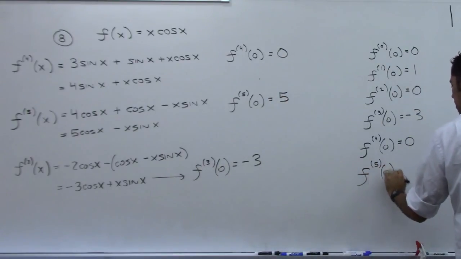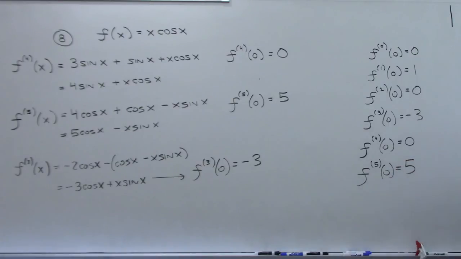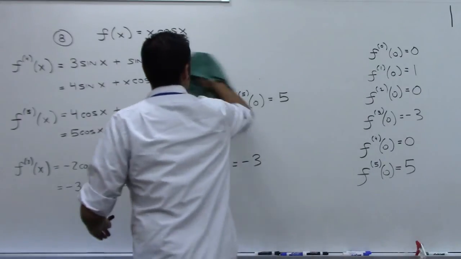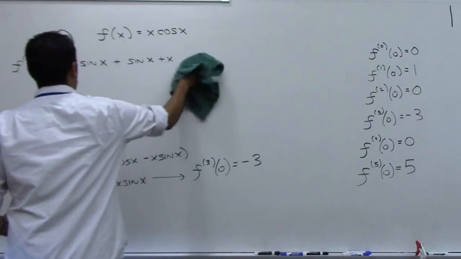Are you happy that all the evens are 0, all the odds are 1, then negative 3, then 5, next one should be 6, 0, and then 7, negative 7, then 8, 0, then 9, positive 9. So let me start writing out this Maclaurin series.